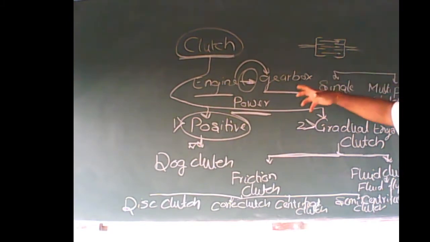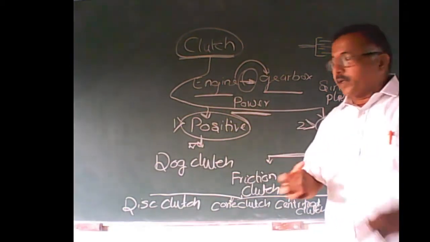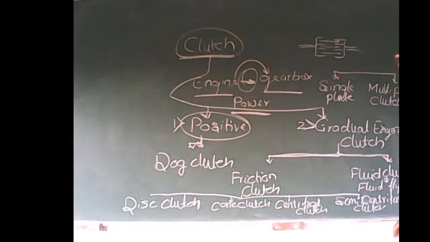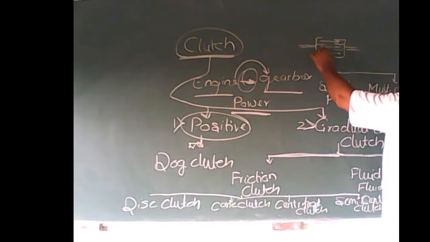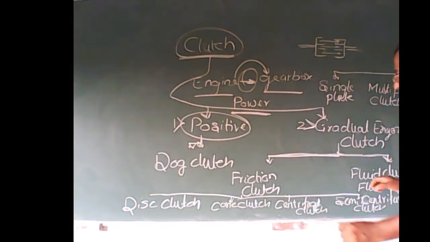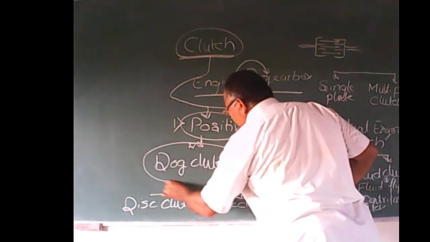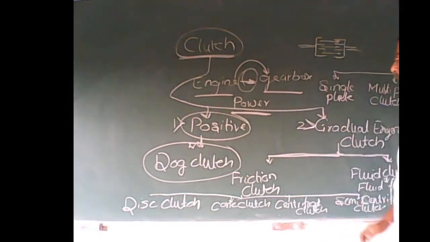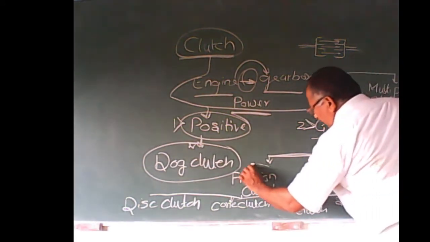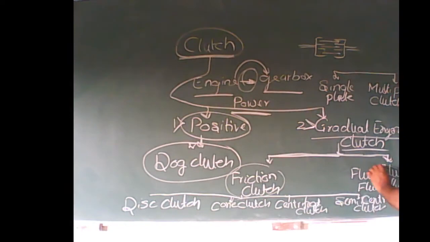But here, jerky operation takes place, or there is a chance these teeth are going to break. To avoid that jerky operation, we are using gradual engagement clutch in automobiles. Under that, we are having friction clutch and fluid clutch.